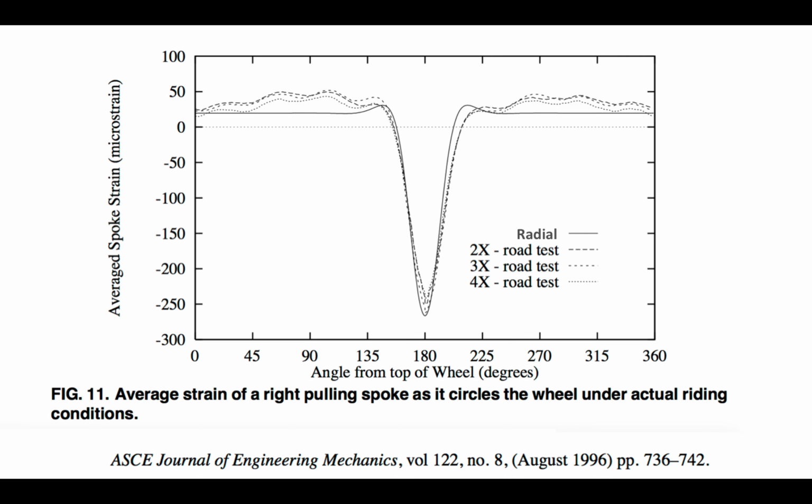Obviously, there is a sharp spike downward in the strain as the spoke goes right through the bottom of the load-bearing zone. And there doesn't seem to be a lot of variance in the graph otherwise, and you're looking at a radially laced wheel as well as one with a 2-cross, a 3-cross, and a 4-cross.